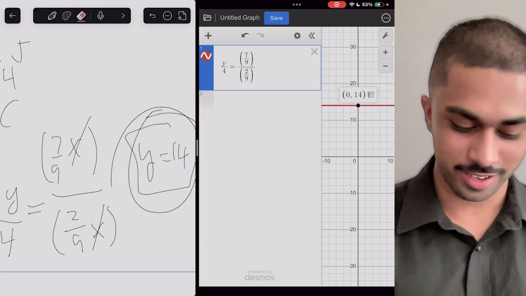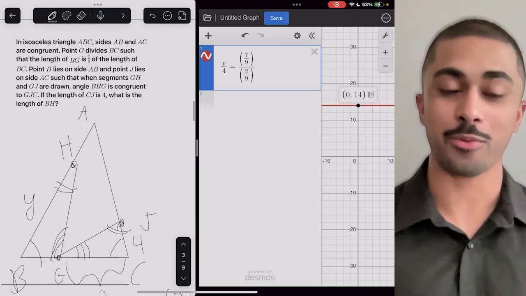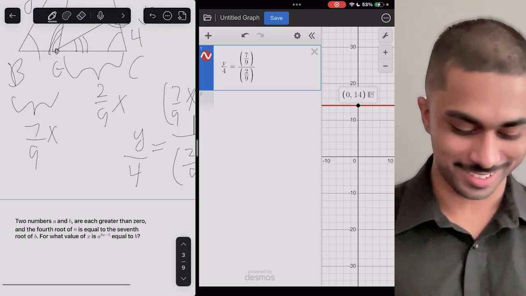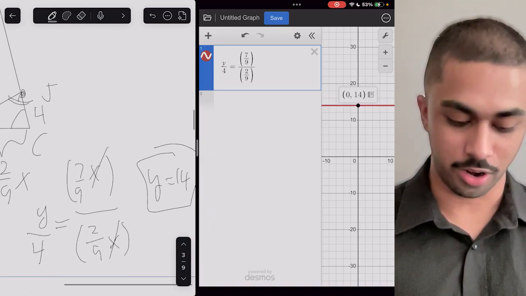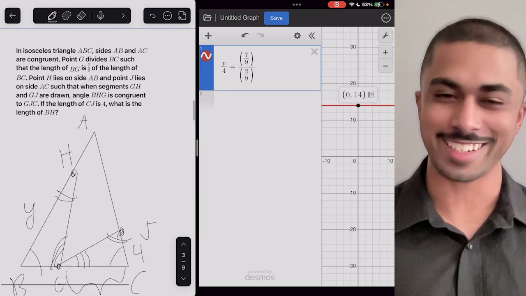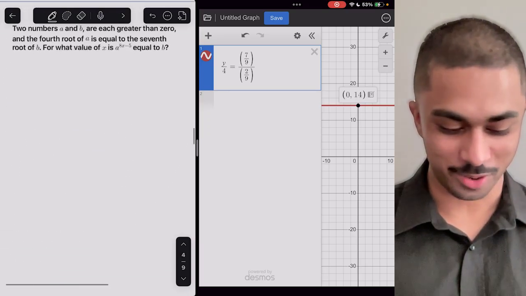Y equals 14. If I was studying for the SAT, if I was still in high school, I would memorize this question just in case because it was the hardest question on the June SAT. Well, not this exact one. Okay, next one.